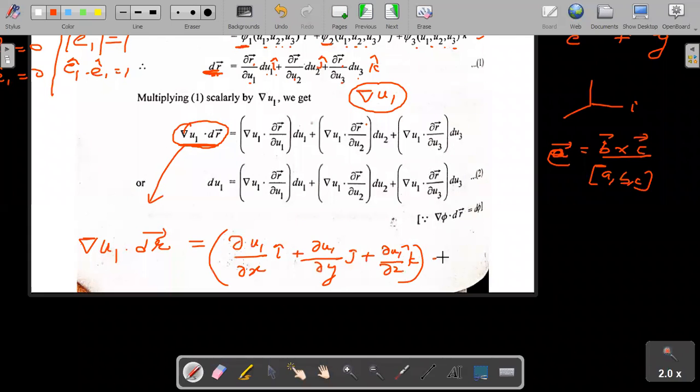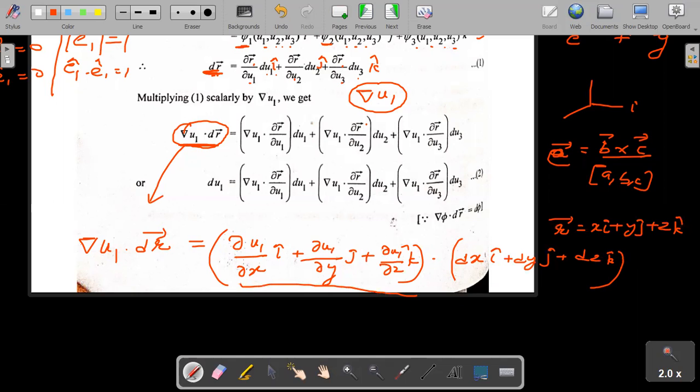What is the dr vector? In general, dr is nothing but the derivative of the r vector. We know r is x i cap plus y j cap plus z k cap. So if I take dr, it will be nothing but dx i cap plus dy j cap plus dz k cap. Is it fine? Yes, this is grad u1 dot dr.